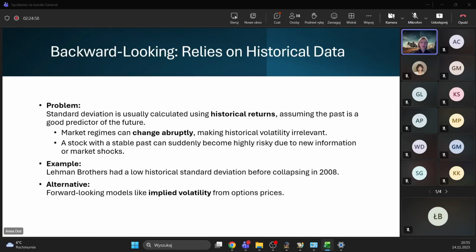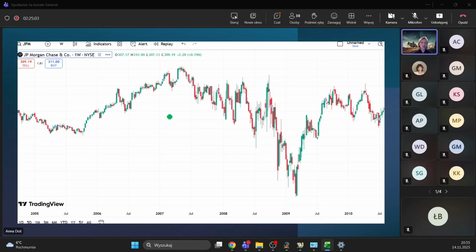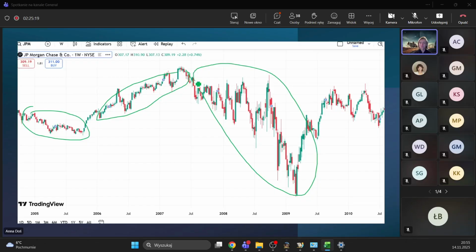Okay? Another example, the backward looking on historical data. This is the chart that shows you the Lehman Brothers. As you can see, the standard deviation here is very small. Here is much higher, but never able to predict this volatility that is observed here. Very high volatility compared to what was before. And the past seemed to be useless to predict the future.